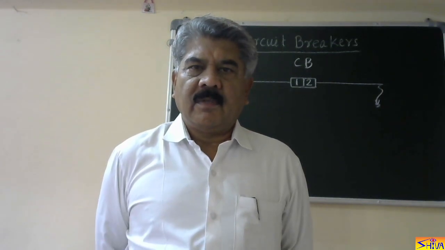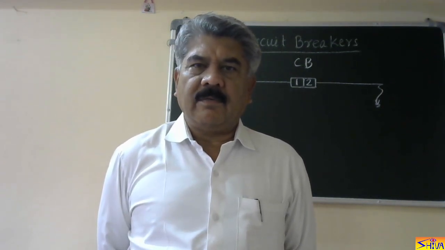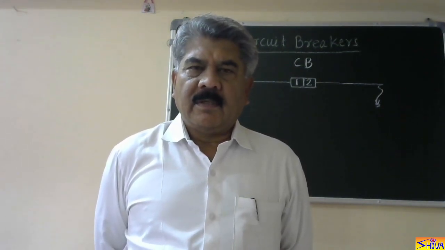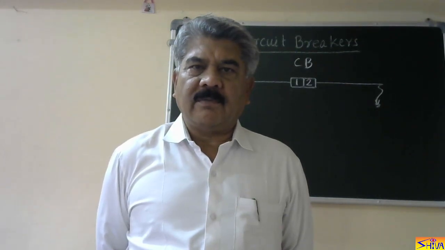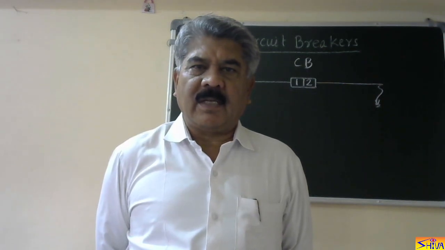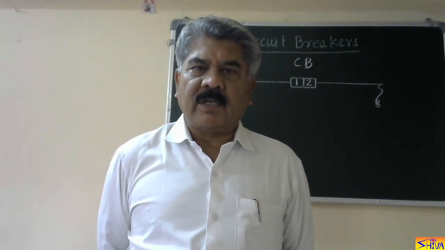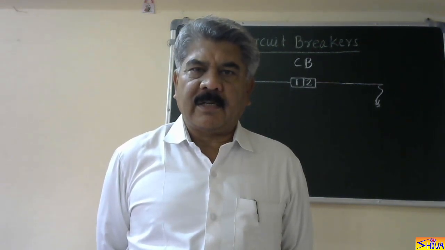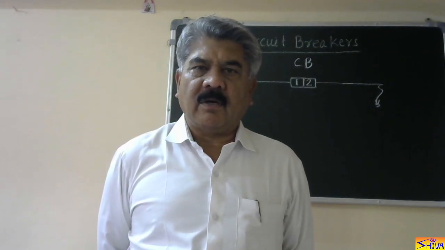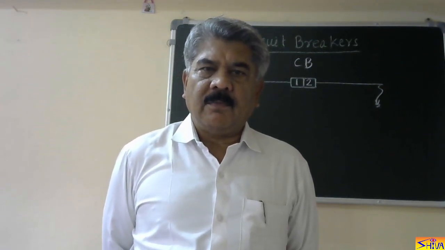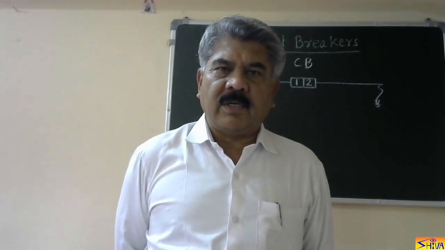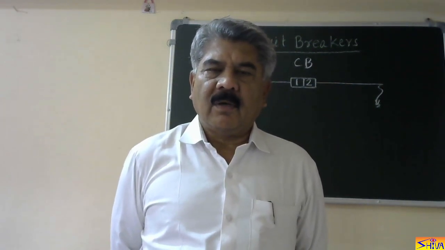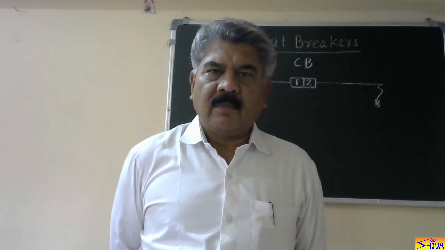So far in my video lectures on power system protection, I have covered 5 units. First was general philosophy of power system protection. Second was protection of low voltage lines. Third was protection of high voltage lines. Fourth was protection of power system equipments that include generator, transformer, bus bar, and induction motor. Fifth unit was on static relays. Now we are at the last unit, that is circuit breakers or switch gears.